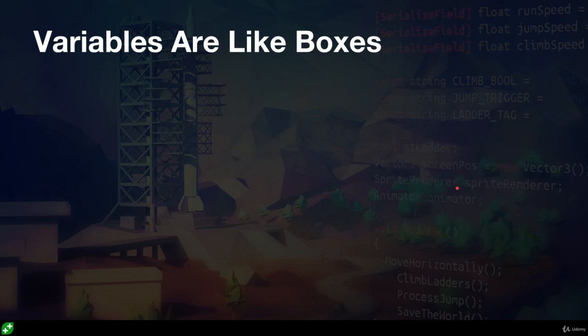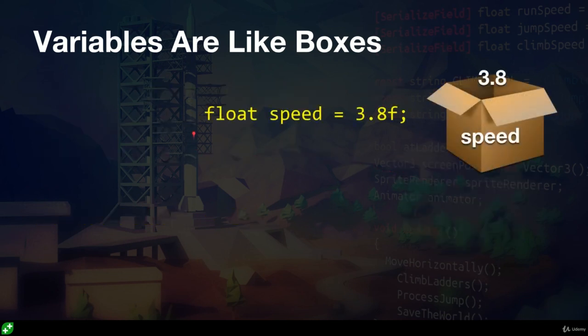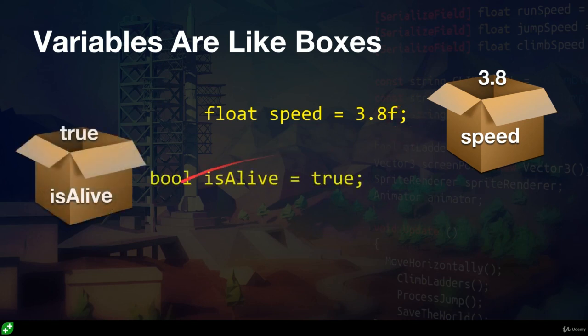If we look at another couple of examples, we have float, which is a type. A float variable means that it's a number with decimal places. The name is speed, so you can see our box here is speed, and it has been assigned a value of 3.8. That's the value sitting inside the box. And if it's a float, we need to put an F on the end, and then a semicolon.